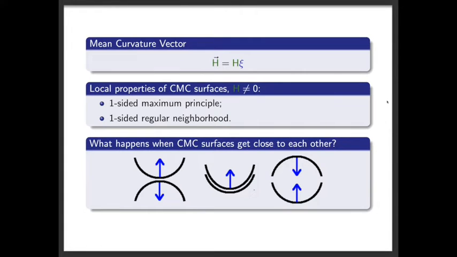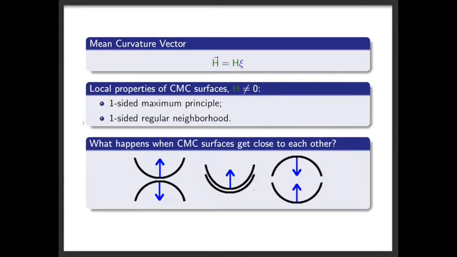A property that is going to be important in this talk is the so-called one-sided maximum principle. Let me begin by saying that the mean curvature depends on the orientation, because it's the trace divided by 2 of minus dC. But what doesn't depend on the orientation is the mean curvature vector. So you take H times C.